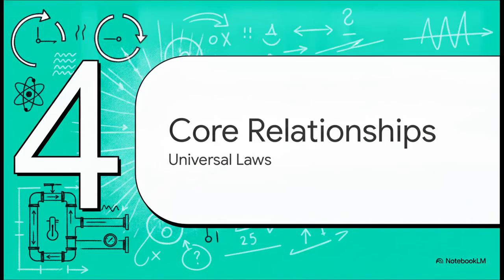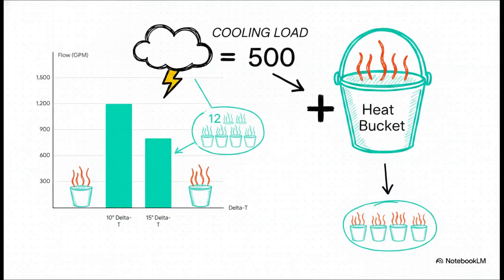Which brings us to Section 4, the core system relationships. Having successfully run both of our scenarios, let's clearly define the universal laws we just proved in the lab. When we look at the numbers, the difference in required flow is stark. To meet our 500-ton load at a 10-degree delta T, we required roughly 1,200 gallons per minute. But when we bump that to a 15-degree delta T, the required flow plummets to just 800 gallons per minute.